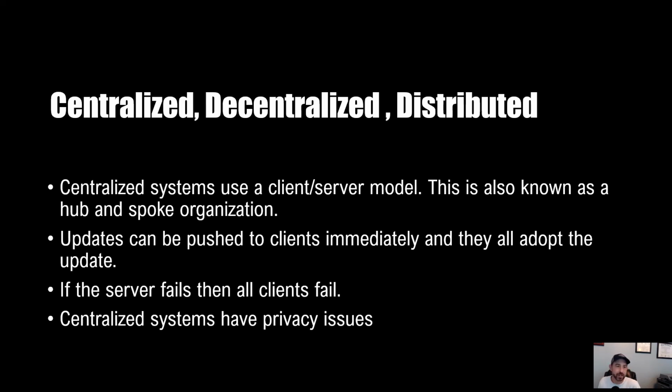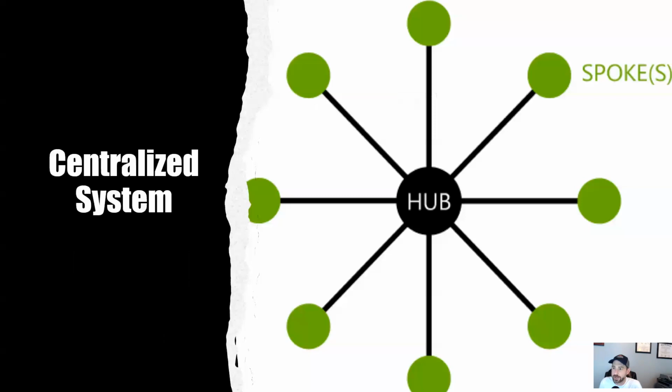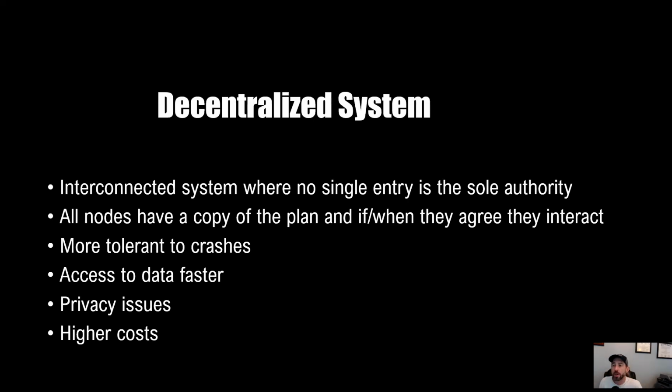You know, governments and corporations are all centralized systems. And here's the example. There's your hub, right? And you have all the clients outwards like that. Very common system used in, again, corporations, governments, everything. All right, then we have this decentralized system.